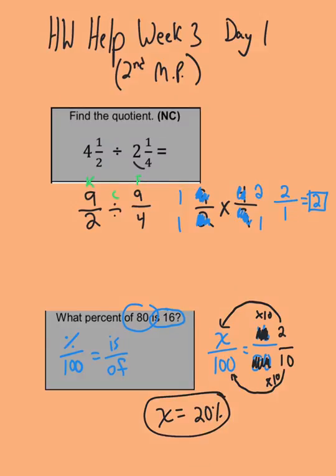By the way, I didn't tell you this, but it says what percent of 80 is 16? So we want to know what 16 out of 80 is, right? Well, if you divide that, 16 divided by 80, you get 0.2. And if you move your decimal twice to the right, you'll get 20%.